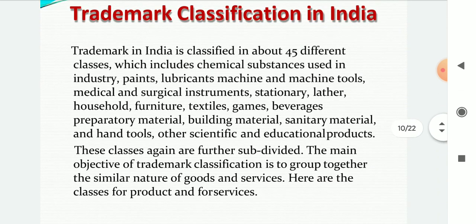In the trademark classification in India, there are about 45 different classes, which include chemical substances used in industries, patents, lubricants, machines, and so on, again subdivided. The main objective of the trademark classes is to group together goods and services of similar nature. Here are the classes of products and of services.